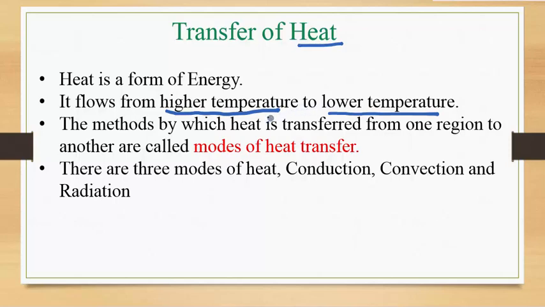Now transfer of heat is done by three different methods, and these methods are known as modes of heat transfer. What are the modes of heat transfer? The method by which heat is transferred from one region to another is called mode of heat transfer. Now we have three different modes of heat transfer. First one is conduction, second one is convection, and the third one is radiation.